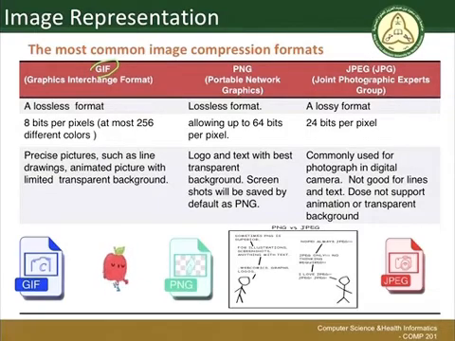JPG is also another example of an image compression format. It is a lossy format. The number of bits per pixel is 24 bits per pixel. So we can see that the range of color is less than the PNG. But the advantage of JPG over the PNG is the lossy format, so the file size will be smaller.